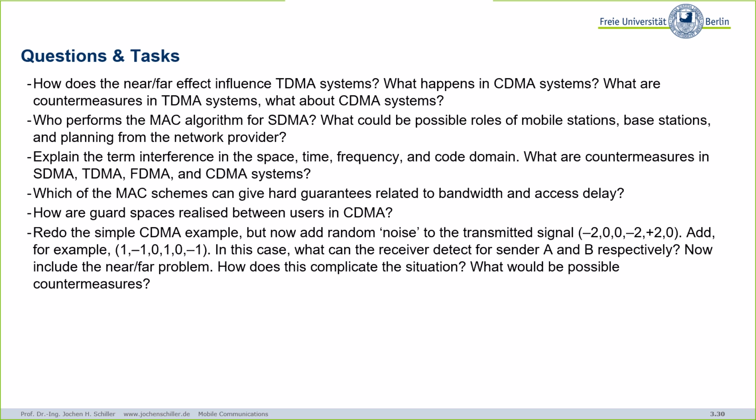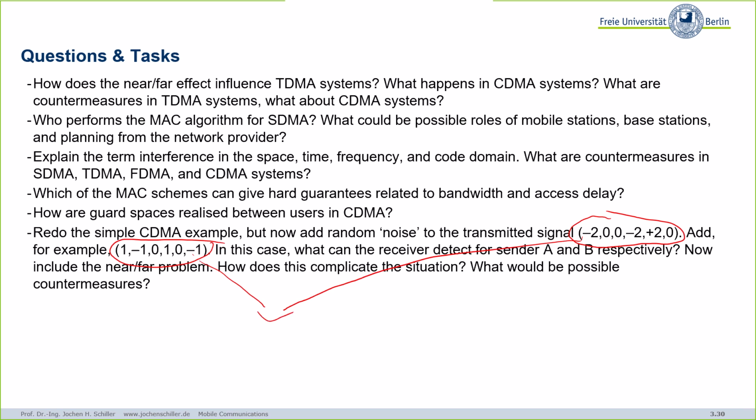Okay, guard spaces, we covered this already, orthogonal, so guard spaces between users use more or less orthogonal codes. And then there was something you could simply try on your own, that you say, okay, why not add some random noise to the signal? And now again, simplified, we take the signal, we add some noise.